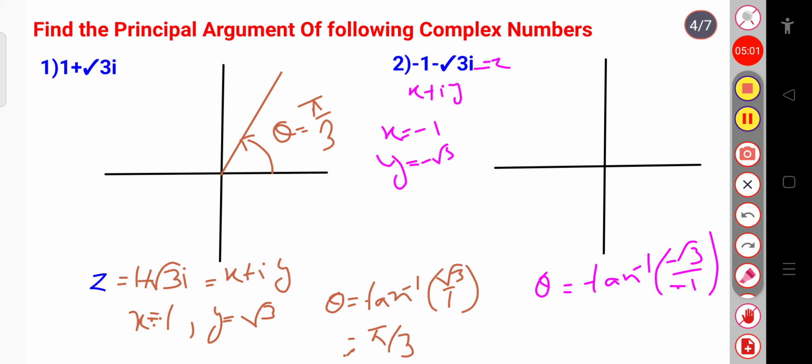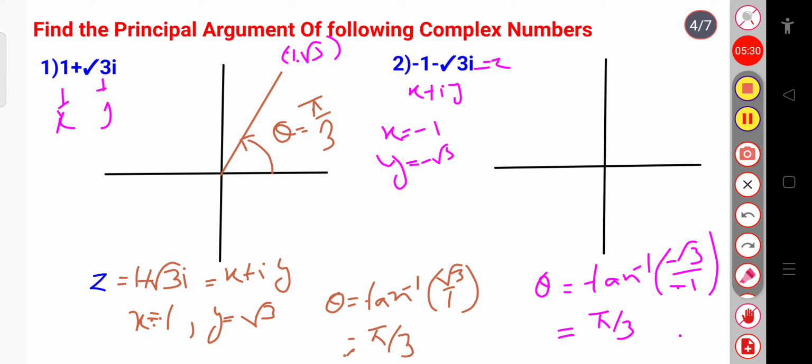Okay, so minus minus get cancelled. This will be tan inverse of root 3, which is also pi by 3. Then what is the difference between them? Here you can see that in the first question, x is positive and y is positive. So this 1 and root 3 will lie in the first quadrant. This theta equal to pi by 3 will lie in the first quadrant.